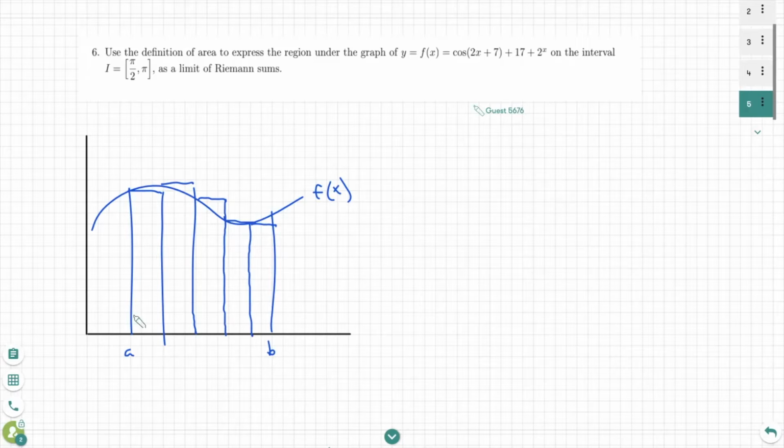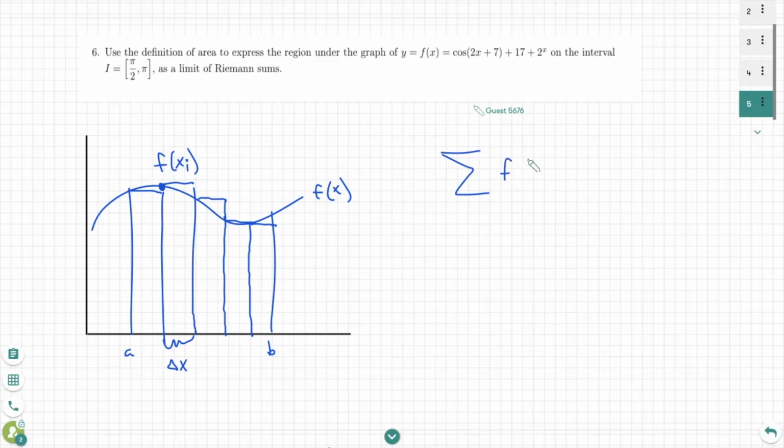So we can call the base change in x. And then we can call the height f of xi, which is whatever x value goes with that rectangle. And then we're taking the summation of... What do you think we're taking the summation of? f of xi times delta x, for however many n we have.